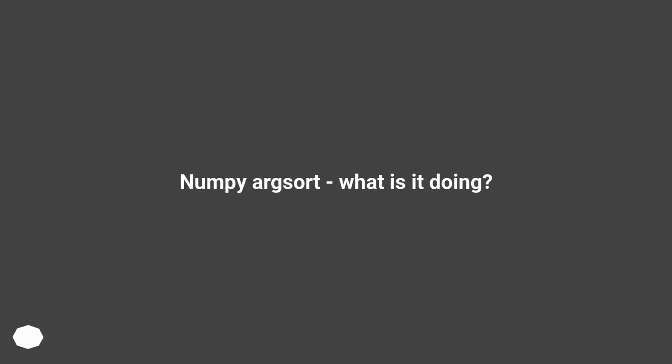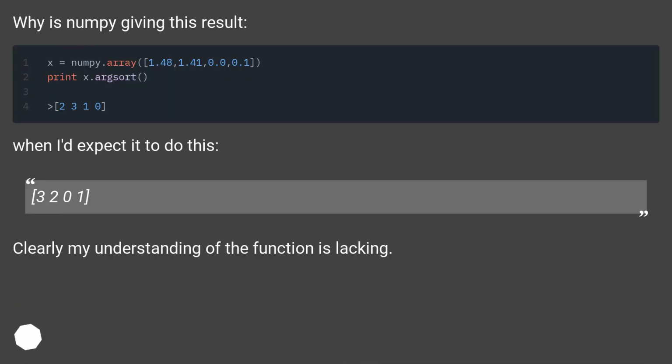Numpy argsort, what is it doing? Why is Numpy giving this result, 3 2 0 1, when I'd expect it to do this? Clearly my understanding of the function is lacking.